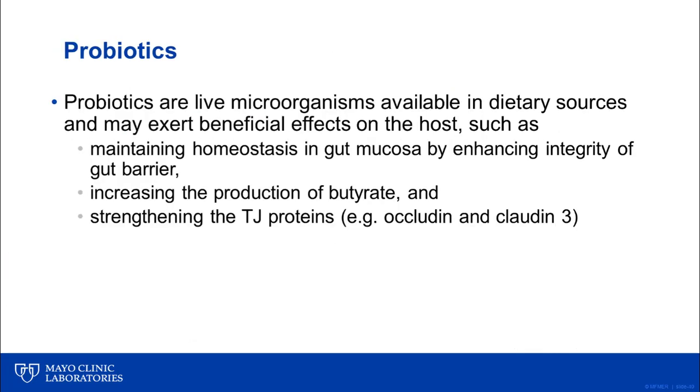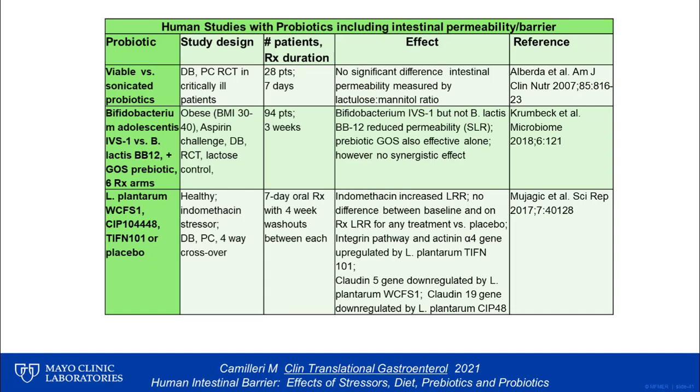Probiotics, well, these have several potential modes of action: maintaining homeostasis by enhancing the integrity of the barrier, increasing the production of butyrate, and strengthening the tight junction proteins such as occludin and claudin-3. So it certainly looks very promising. But when you look at the data, the evidence is relatively limited in critically ill patients in terms of any improvement. In fact, this study showed no difference between viable or sonicated probiotics, sonicated being just the cell membrane, if you wish, not the active probiotic itself.